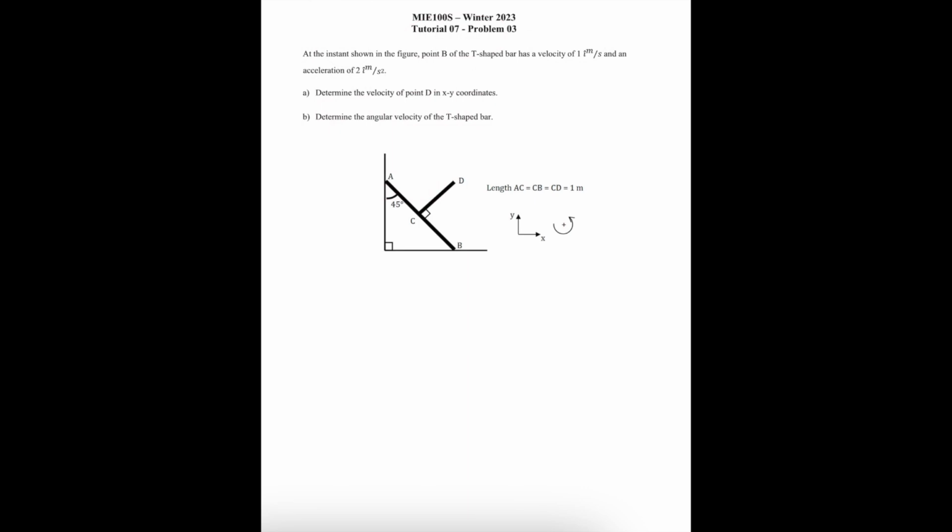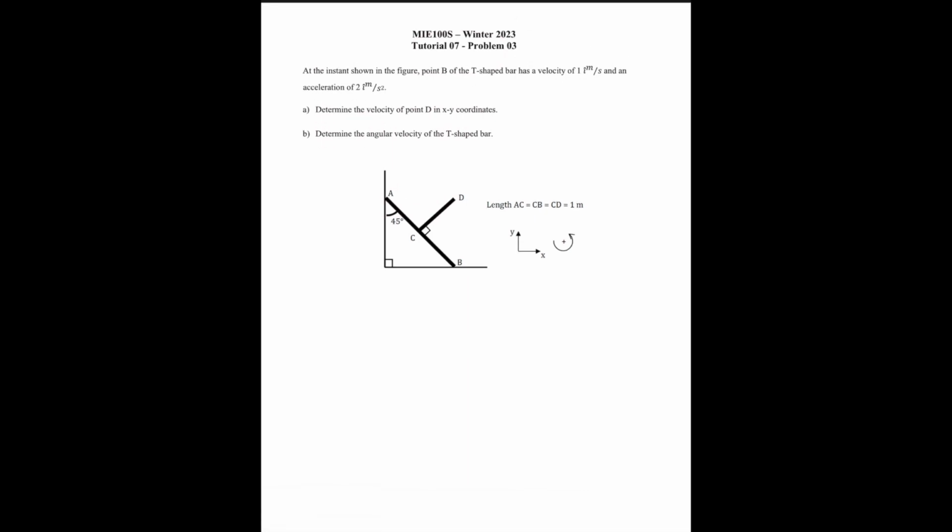And for our last problem of this tutorial, we've got this figure that shows point B of a T-shaped bar with a velocity of 1 meter per second in the I direction and an acceleration of 2 meters per second squared in the I direction. So we want to determine the velocity of point D, and we also want to find the angular velocity of the T-shaped bar. For this question, I'm actually going to flip the question. So I'm going to do part B first, and then part A second.